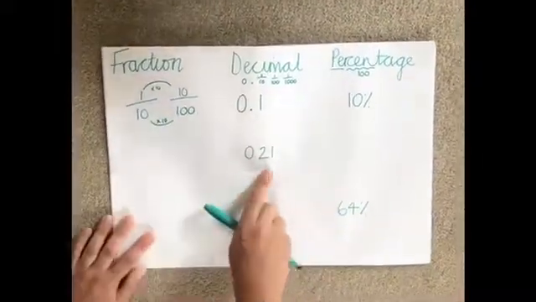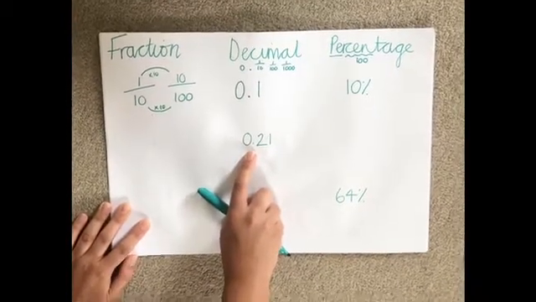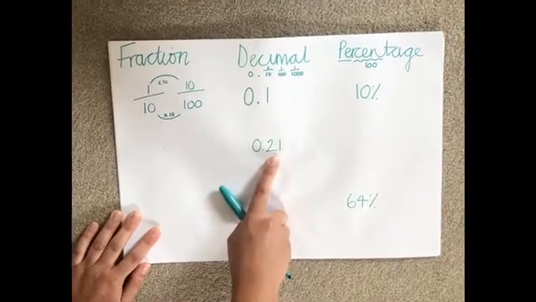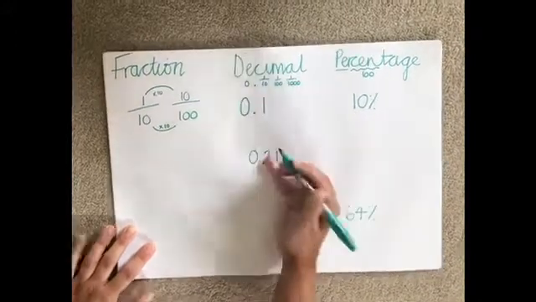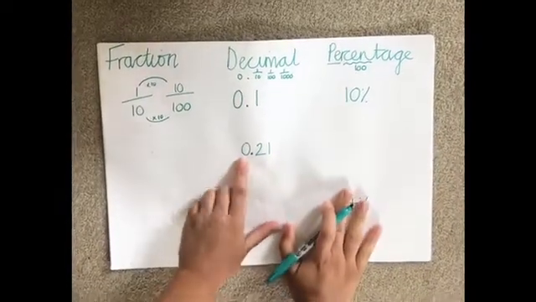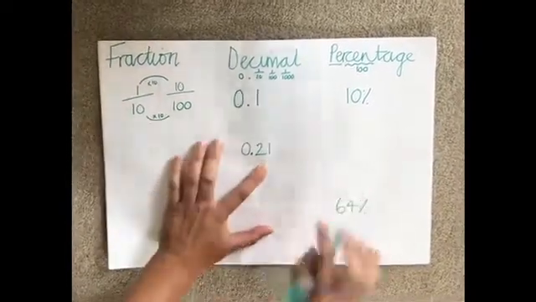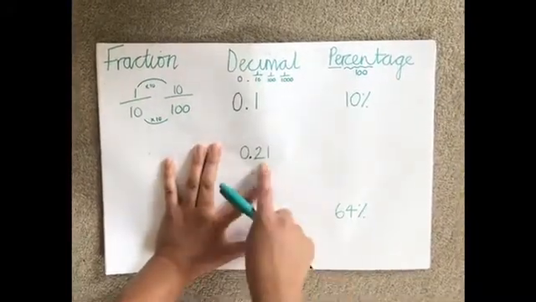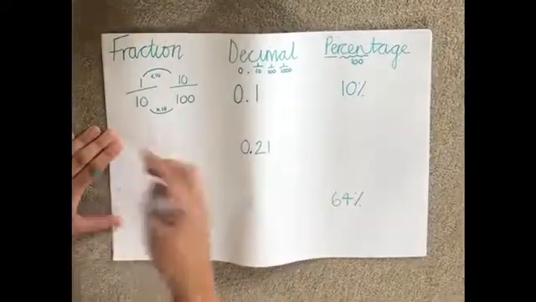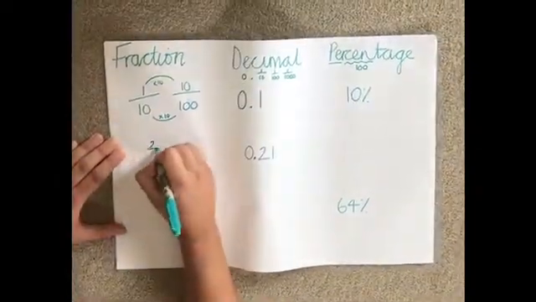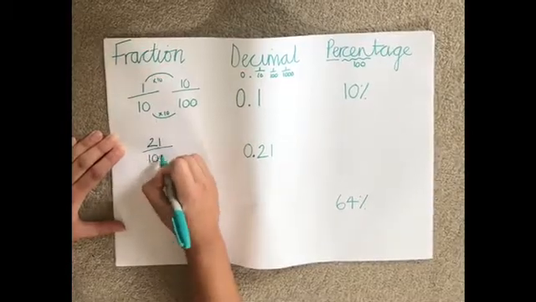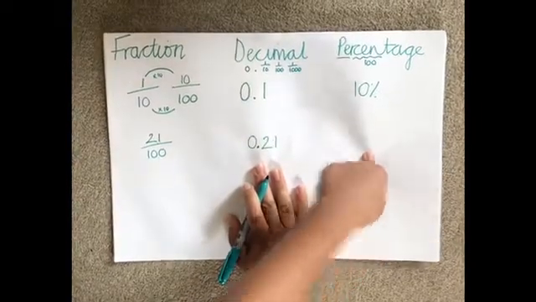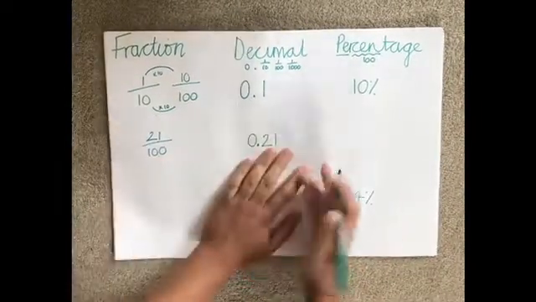Okay, so the next example we're going to work through, we're going to start with a decimal here. Now you'll notice that comparing this to 0.1, 0.21 has 2 decimal places, and remember, decimal place means how many digits there are after the decimal point, okay? So 0.21, we already know that this is 21 hundredths if we're looking at our place values at the top here. So if we go back to a fraction, we know that this would be 21 out of 100. And this one's nice and easy for us to convert to a percentage because unlike the first one, it's already out of 100.